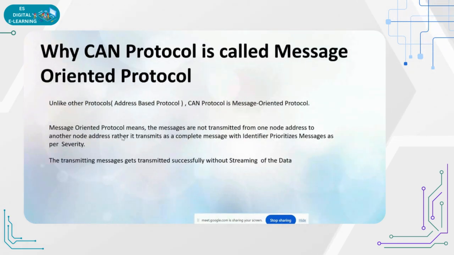Why is the CAN protocol called a message oriented protocol? Based upon the identifier, we send the data, in the form of frames. That is very important. In the form of frames we send the data, and that's why we call it a message oriented protocol.